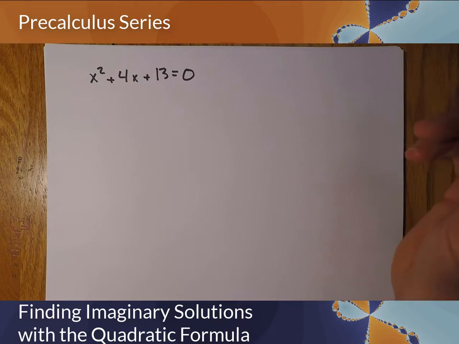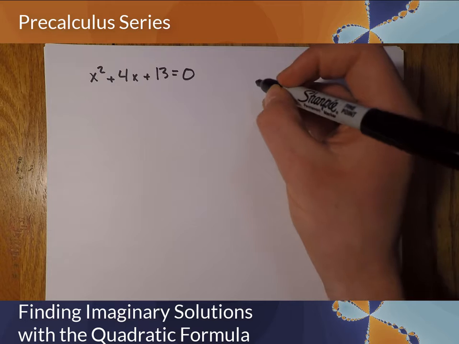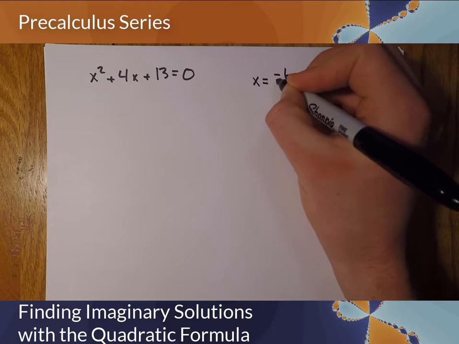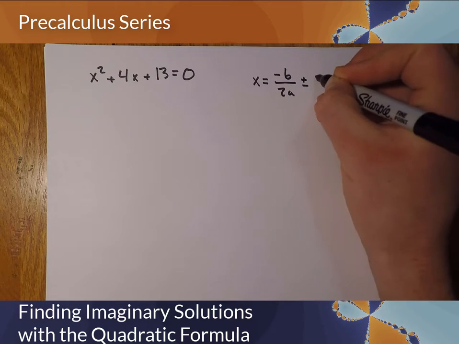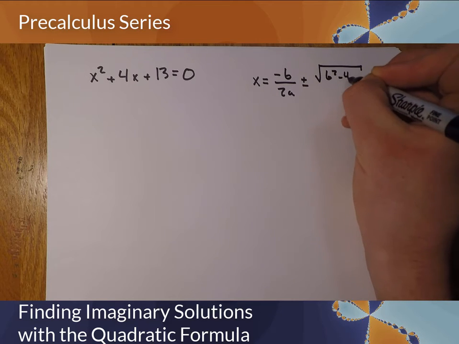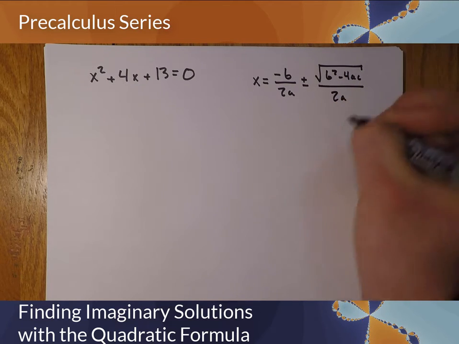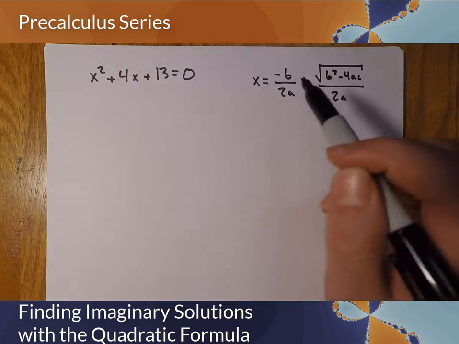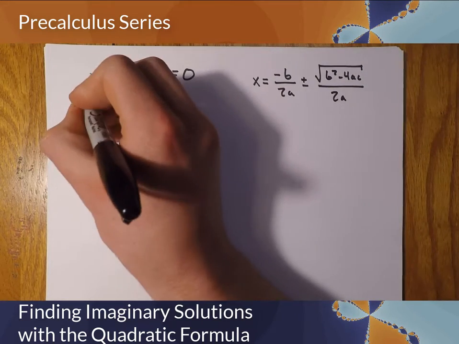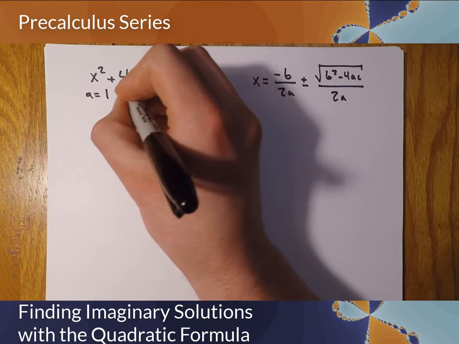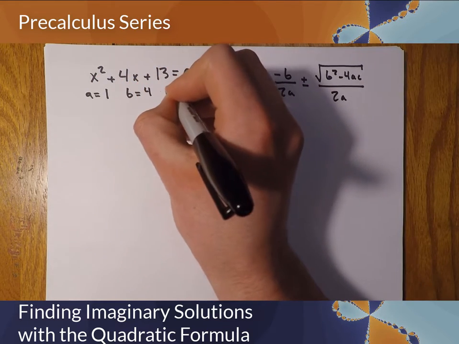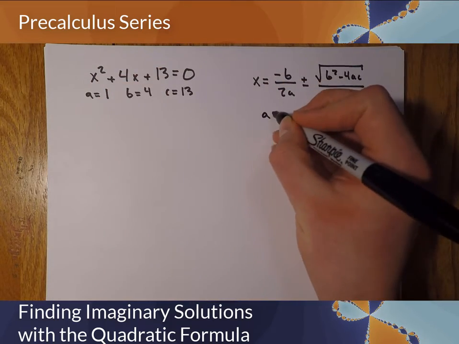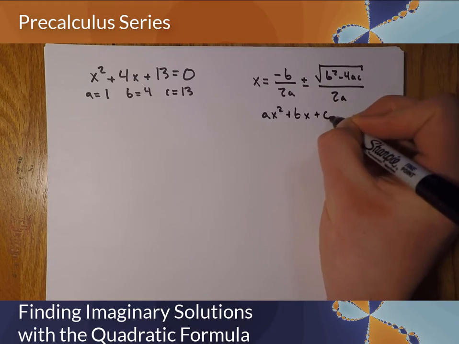And so what we're going to do is use the quadratic formula. To give a little refresher, we're just going to put this in the corner here. So the quadratic formula is x equals -b over 2a plus or minus the square root of b squared minus 4ac, over 2a. Alright? So now we just plug these values into the quadratic formula. So a is equal to 1, b is equal to 4, and c is equal to 13, right? Because the standard generic quadratic is ax squared plus bx plus c, all right?